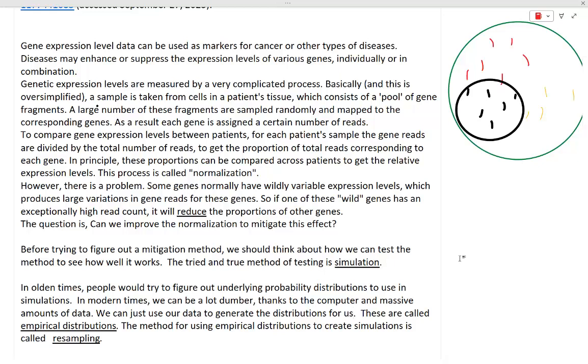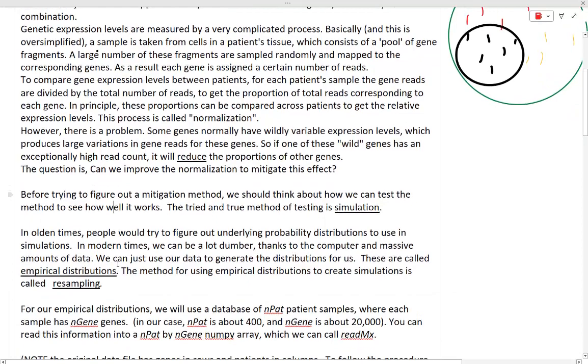So then rather than trying to model the data as normal, I will simply use my histogram to give me the distribution. If my distribution is not normal, then the empirical data will give me a distribution that's representative. In order to do this, you do need a computer and massive amounts of data. So we're just going to let our data generate the distributions for us. These are called empirical distributions. And the method for using empirical distributions to create simulations is called resampling. And so we're going to simulate by resampling from these empirical distributions.